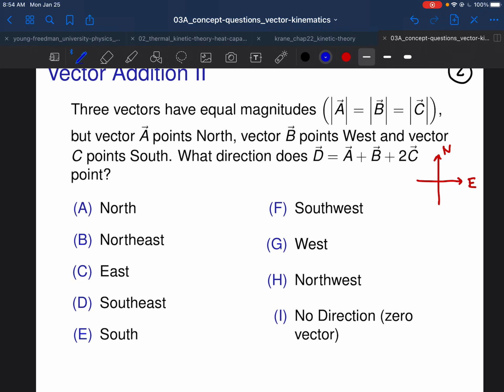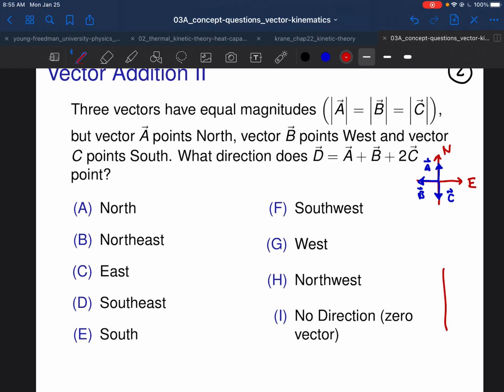Well, let's draw out the vectors first. So A points north. Here's A. B points west. Here's B. And C points south. Here's C. So what is A plus B plus 2C?